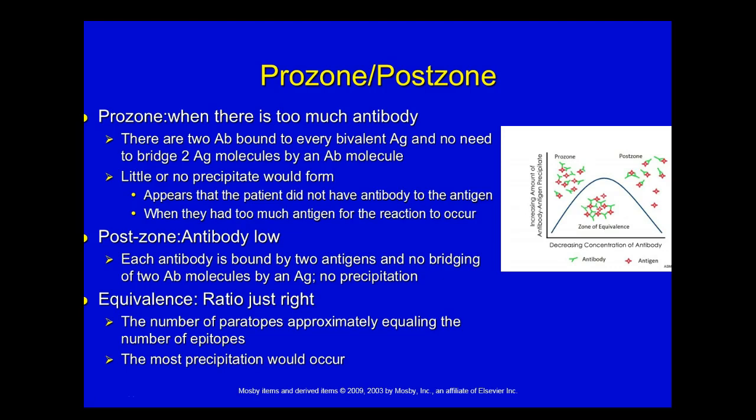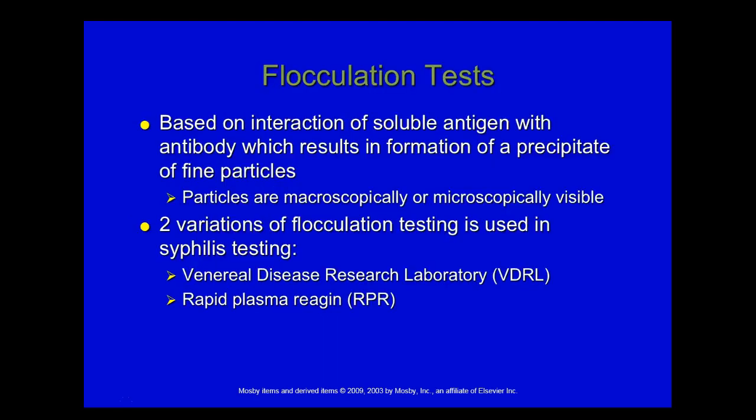Then we can have postzone. This can occur when antibody is too low. So each antibody is bound by two antigens and there's no bridging between them. No precipitation occurs. So if you have a situation where there's so much antigen present, some disease scenarios or something like that, where the antibodies are just overwhelmed, we would call that postzone. Prozone is where there's too much antibody. Postzone, too little. Okay. Zone of equivalence, the ratio is just right. Okay, that kind of makes sense because it sounds like what it does.